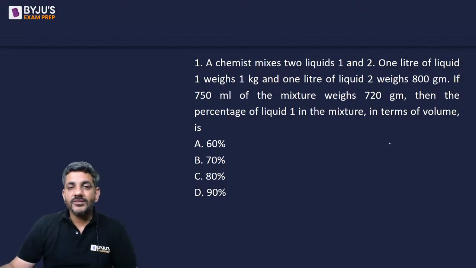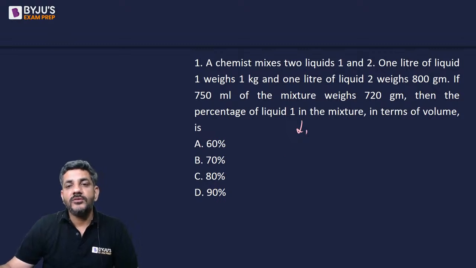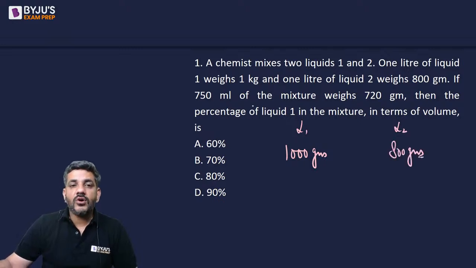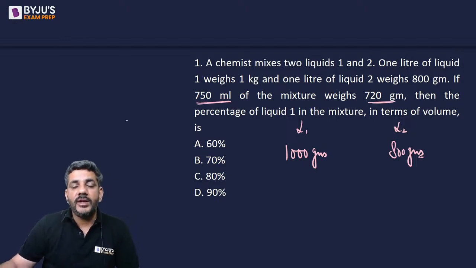A chemist mixes two liquids, 1 and 2. 1 liter of liquid 1 weighs 1 kg. So liquid 1, it is 1 liter weighs 1 kg, whereas 1 liter of liquid 2 weighs 800 grams. So I can say 1 liter here weighs 1 kg or 1000 grams. For liquid 2, 1 liter weighs 800 grams. Whereas when I talk about the final mixture, it is 750 ml weighs 720 grams.